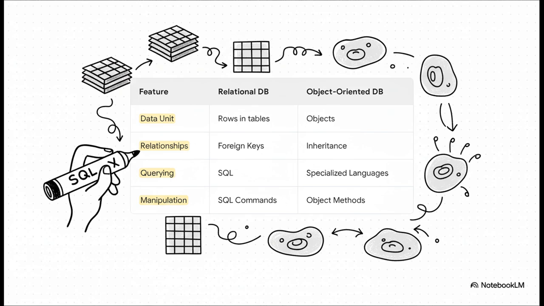Relational databases, they use tables. ODBs, they use objects. To link data, relational systems use special keys, primary and foreign keys. But ODBs handle relationships directly with things like inheritance. And maybe the biggest difference? With relational, you talk to it using SQL. With ODBs, you use more specialized languages, and you actually change the data by calling the methods on the objects themselves.